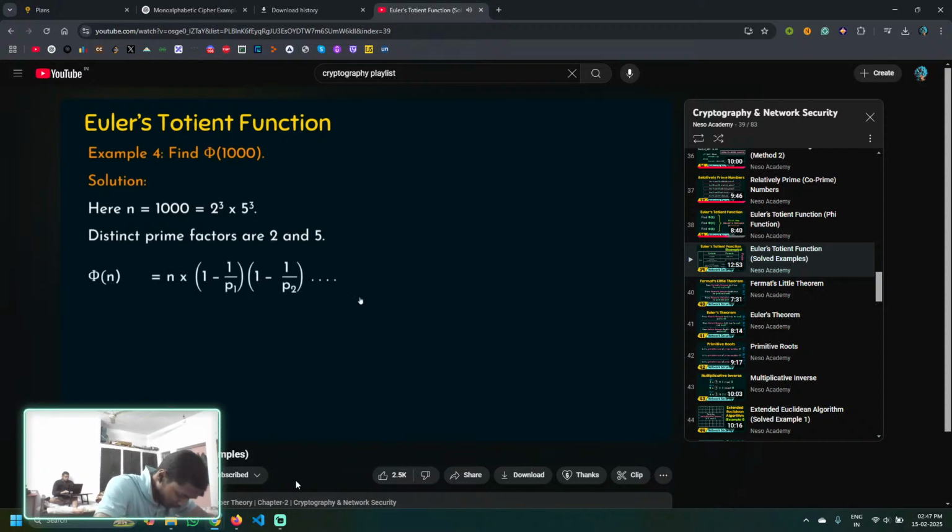In case you have other prime numbers, extend this as long as you have the number of prime numbers. Say if you have two more prime numbers here, then you make it like 1 minus 1 by p3, additionally, you just add it, and 1 minus 1 by p4. Since we have only two distinct prime numbers, I am restricting this formula up to p2.